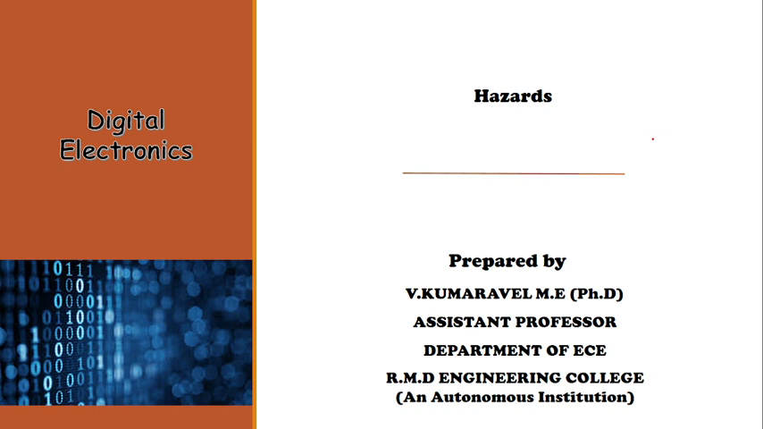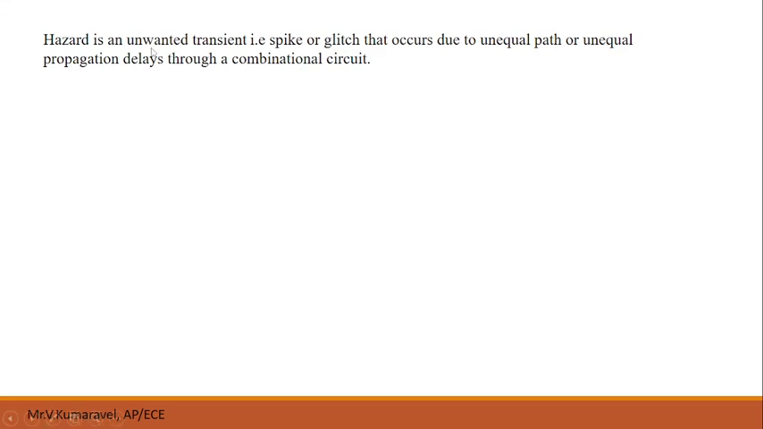Today's topic we are going to discuss hazards. A hazard is an unwanted transient, that is a spike or glitch, that occurs due to unequal path or unequal propagation delay in a combinational circuit. What this means is, at a certain time interval I'm expecting the output of a given circuit to be 1, but in that time interval, instead of 1, I'm getting 0. This is called a hazard. I'm expecting some output but instead I'm getting a different output.